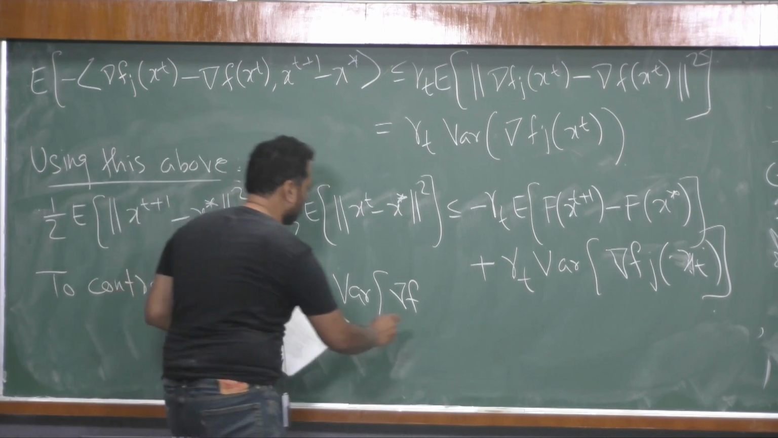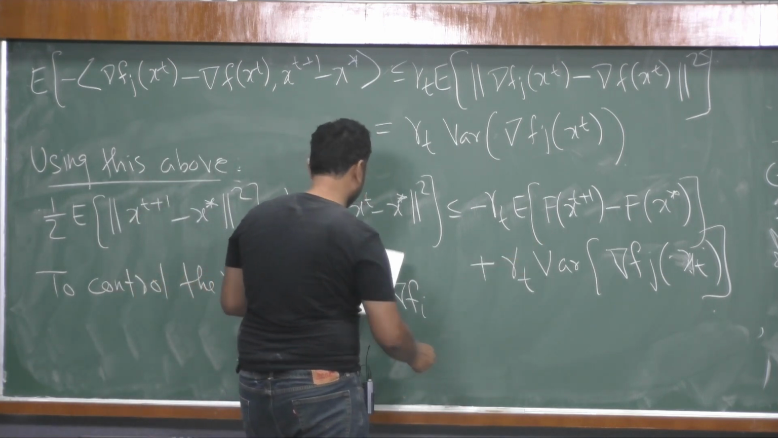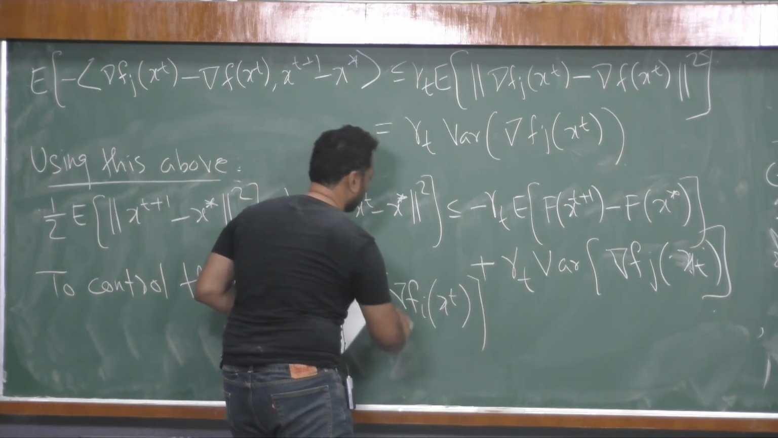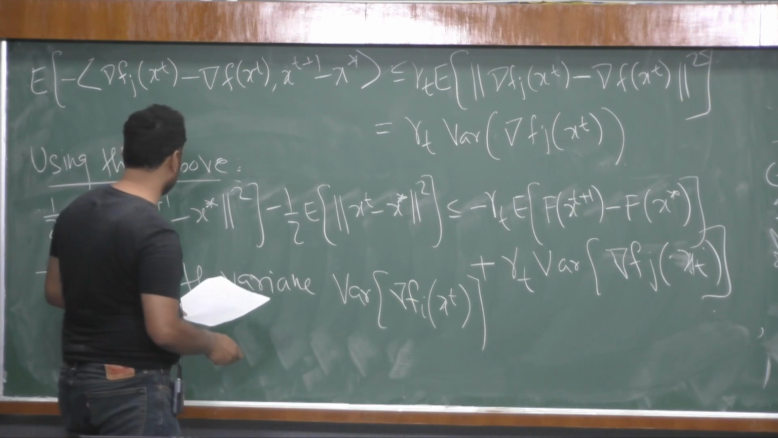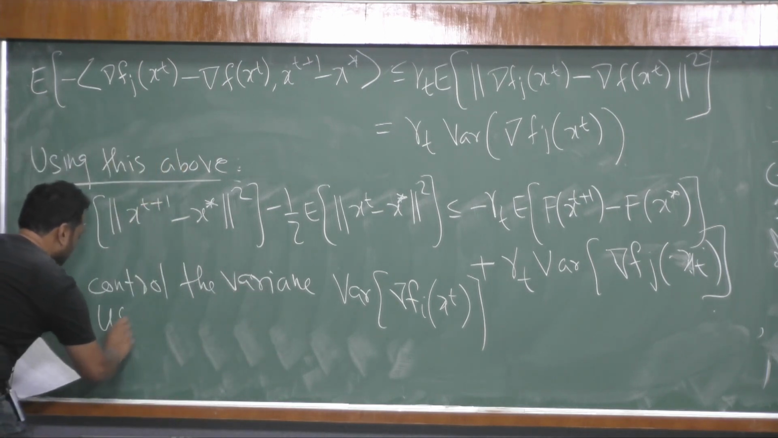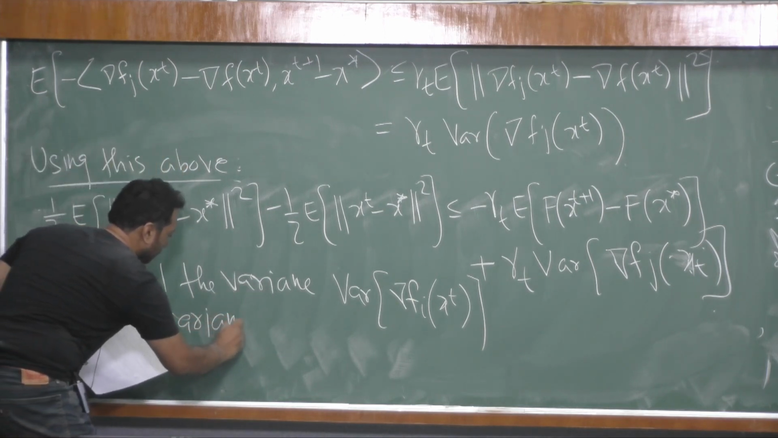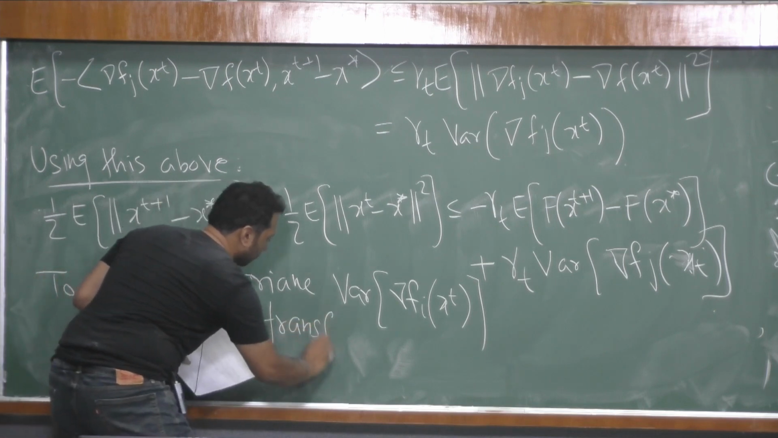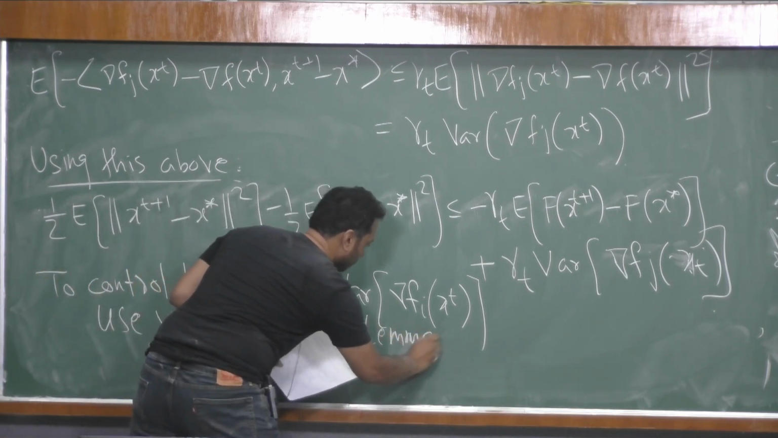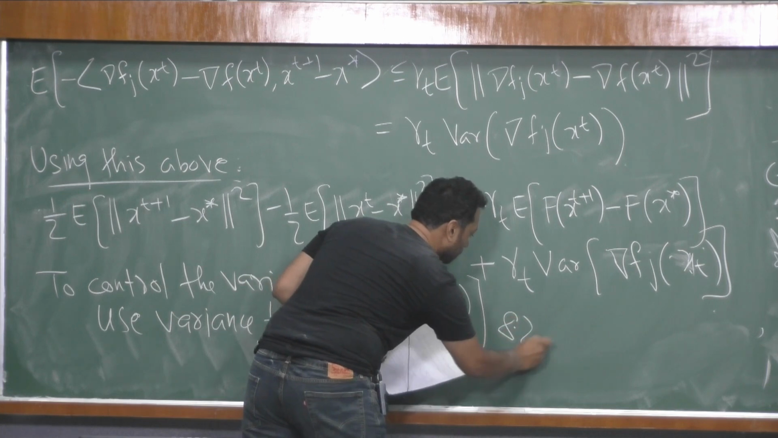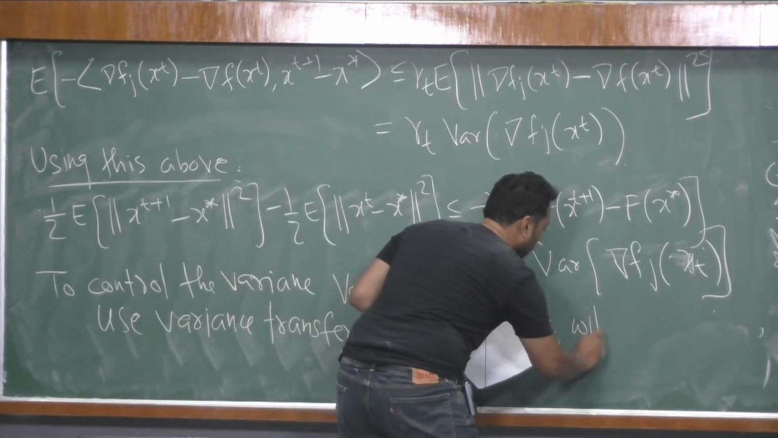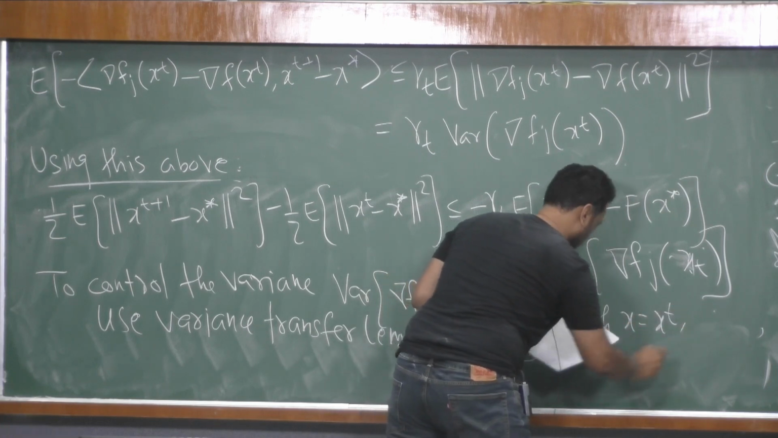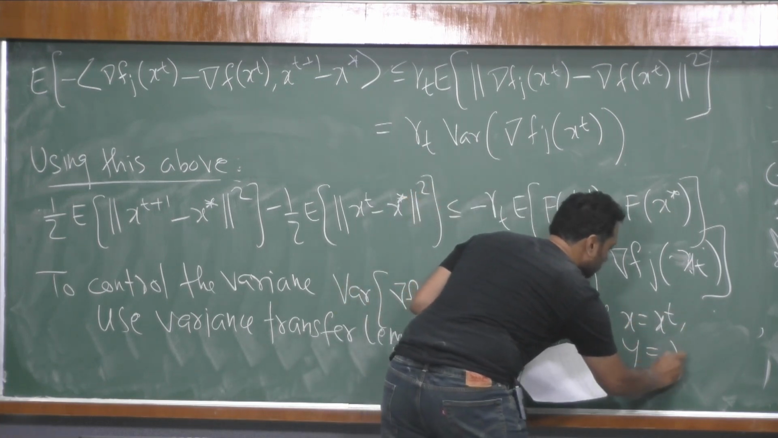Yeah, it's written with i, but what we know is that one. So it's like a generic sum of grad f i type gradients. If I have to control the variance, then we usually use the variance transfer lemma. And this was 8.20, okay, with x equals xt and y equals x star.